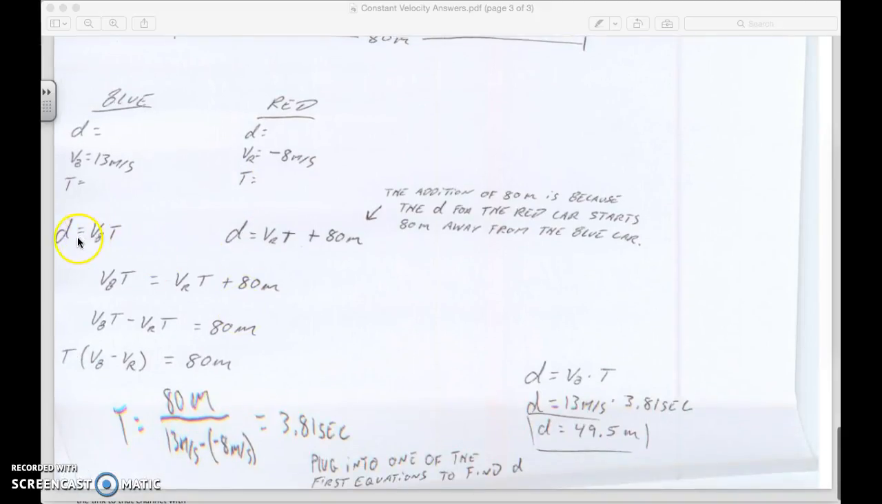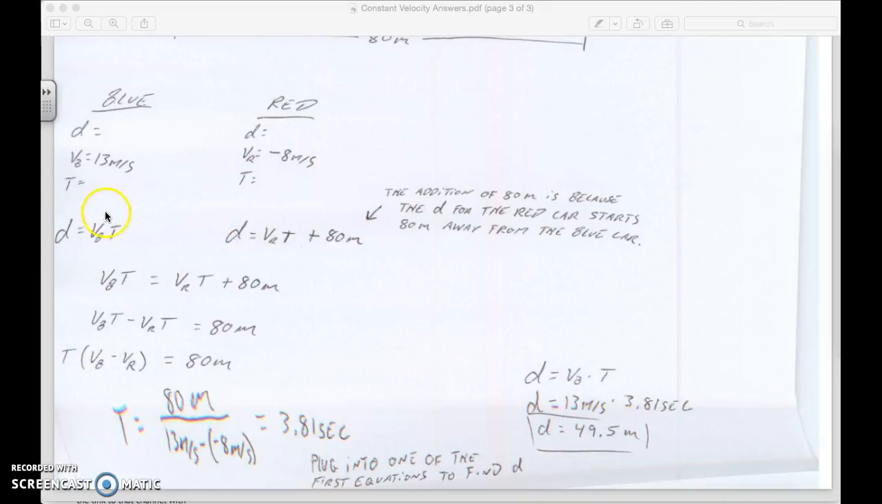Now that we've done that, I'm looking for when the two d's are the same, when they hit each other, so they're both going to be located at the exact same spot. So the d for the blue car and the d for the red car is the same. It's not how far they've gone, it's not the distance traveled. Remember, this is displacement. That's where sometimes the difference is very, very important. This is one of those times.